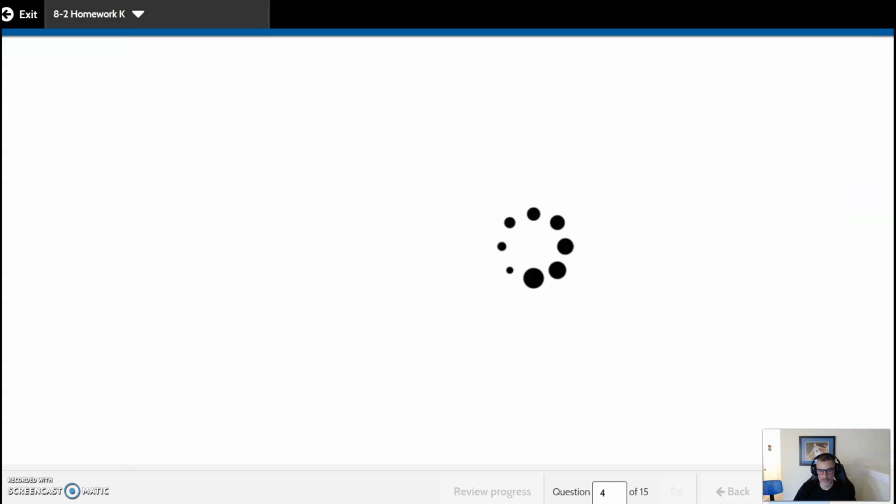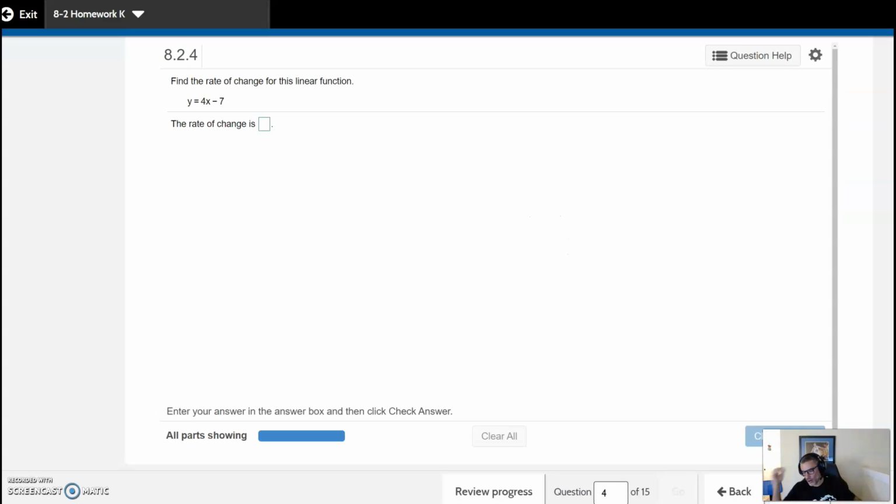Moving right along. All right, number 4, they just give us an equation. They say find the rate of change of this linear function. All right. Might be confusing at first just because you haven't seen a question like this, but this is actually ridiculously easy. Rate of change means slope.